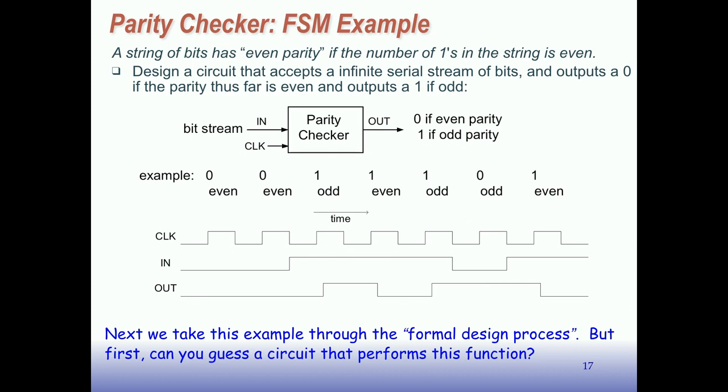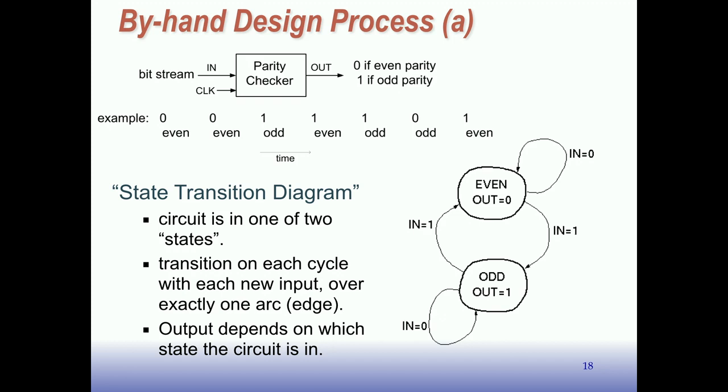So let's see if we can get to this without thinking too much. All right, so we're going to draw a state transition diagram first. So here's the state transition diagram. If you're in the even state, the output is 0. If you're in the odd state, the output is a 1. If you're in the even state and the input is equal to 0, you stay in the even state. If you're in the even state and the input is equal to 1, you move to the odd state. If you're in the odd state and the input is 0, you stay in the odd state. And if you're in the odd state and the input is 1, you go to the even state. So you just flip back and forth depending on what the input is, and you change the output accordingly.